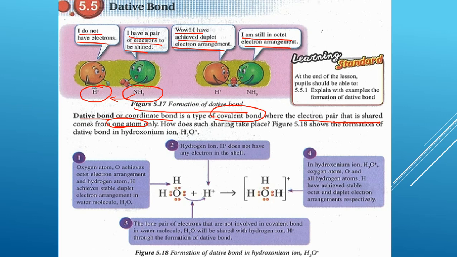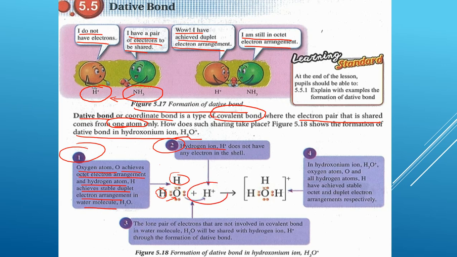Okay, so we look at this example, formations of dative bond in hydroxonium ion H3O+. So the first one here, the oxygen atom achieves octet electron arrangement and the hydrogen atom achieves stable duplet electron arrangement in a water molecule. This water molecule consists of 2H and 1 O. So between the atoms, they have achieved stable duplet electron arrangement and also octet electron arrangement by sharing electrons, forming covalent bonds, right? Forming covalent bonds.